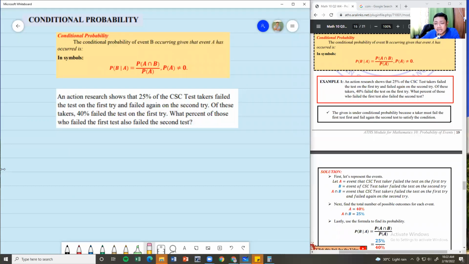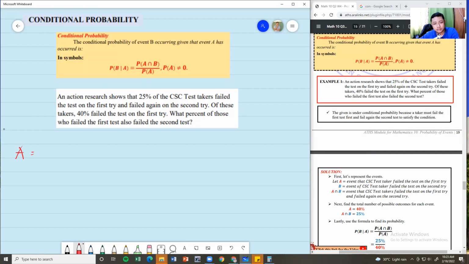test on the first try. So 25% failed. That's our first event, that 25% failed on the first try. Let's complete our problem first. And failed again on the second try. So there are applicants who failed the first test, and some who failed the second as well.